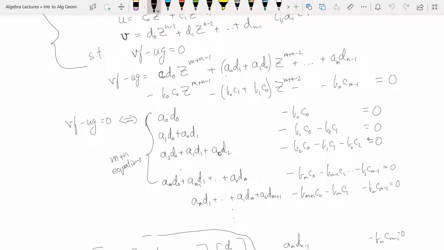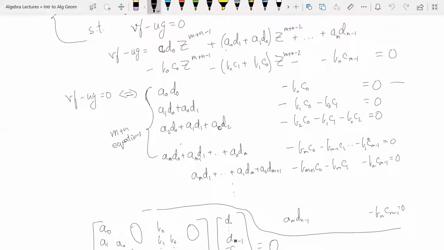So to say that the coefficient of Z power m plus n minus 1 is 0 is the same as saying A0 D0 minus B0 C0 is 0. And then we set A1 D0 plus A0 D1 minus B1 C0 minus B0 C1 is 0, and so on. Yeah. So this comes from setting the coefficients of Z power m plus n minus 1 and so on to 0.